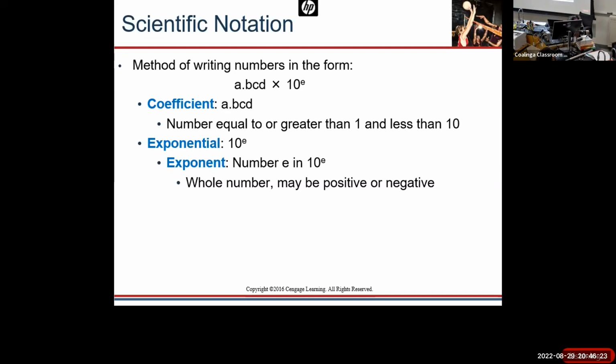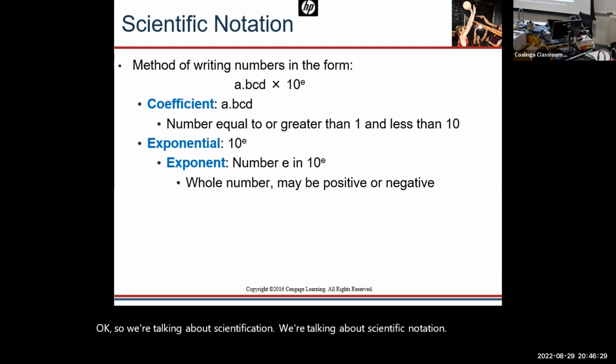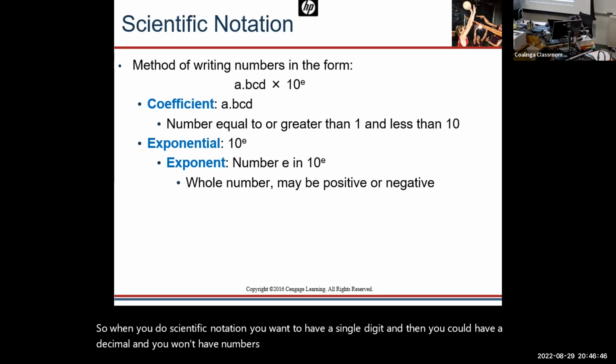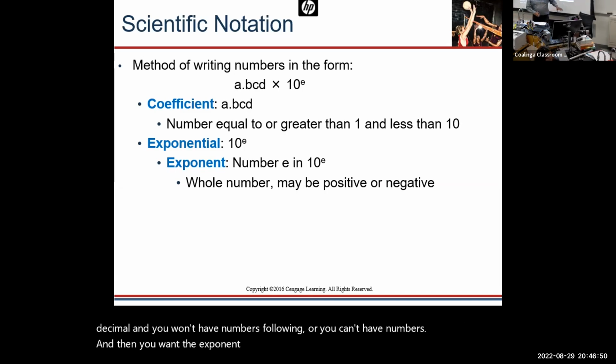We're just talking about scientific notation. Gabriel, scientific notation. Okay, so when you do scientific notation, you want to have a single digit, and then you can have decimals, and you can't have numbers smaller. And then you want the exponent.